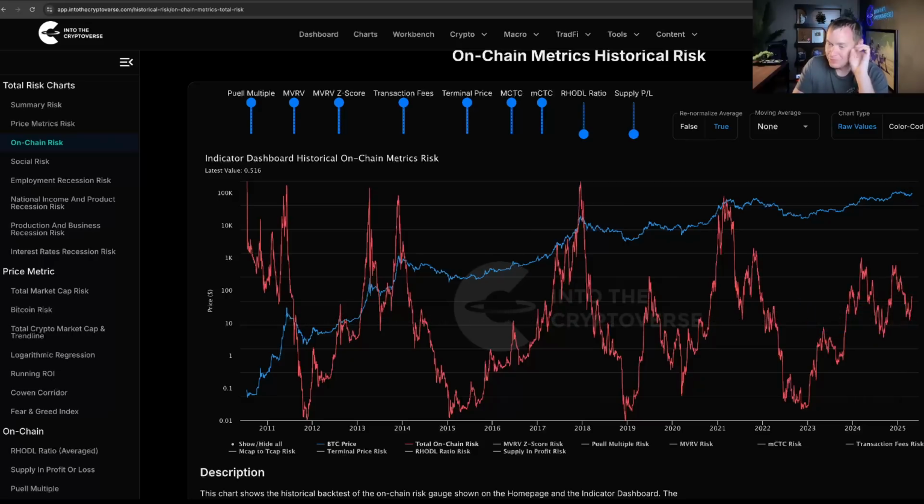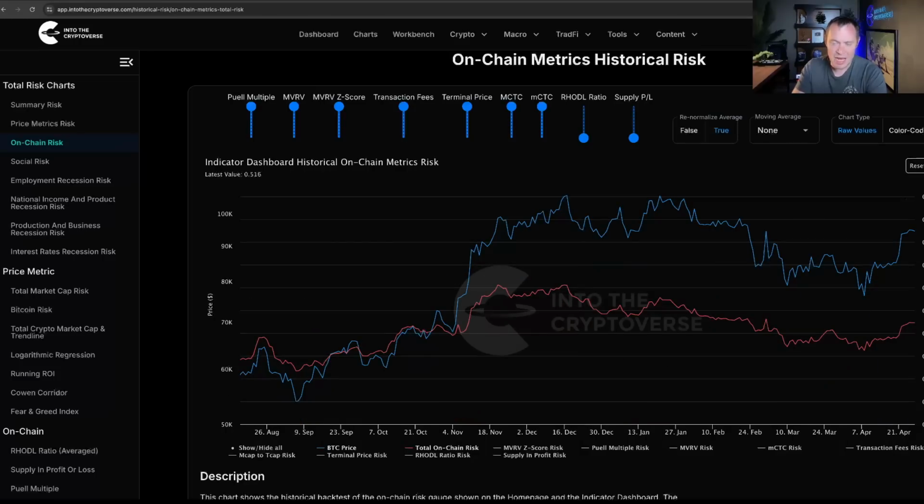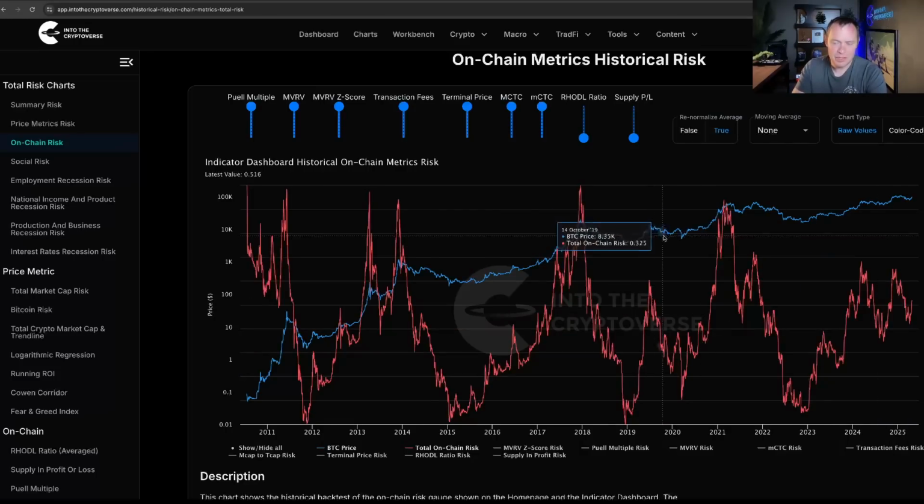I would argue that if you're only looking at this risk metric alone, and not at any other thing, not social interest, not the price, not any of the short-term TA or momentum, it would suggest it's neutral right now. It's not extremely overheated like you've seen at major market cycle tops, but it's also not extremely low like you've seen near bottoms. It's just somewhere in between.